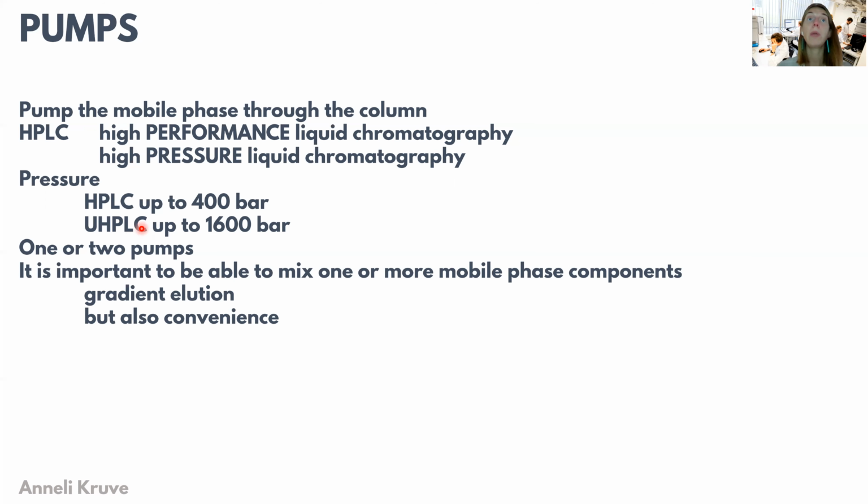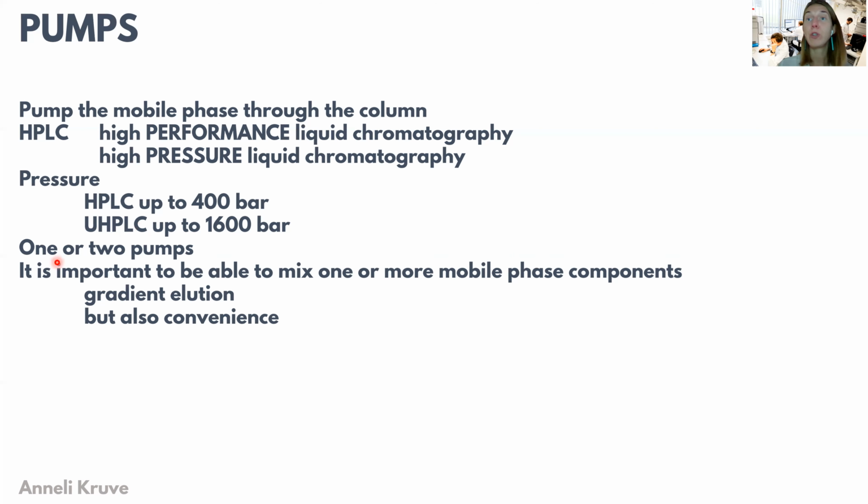And in case of UPLC, the pressures can be up to 1,600 bars or sometimes even above. The limitation here comes from the pumps and what is available in the pumps. Of course, also all the connections need to be able to withstand these high pressures. So this UHPLC also means that the pressures are ultra high compared to the high performance chromatography.